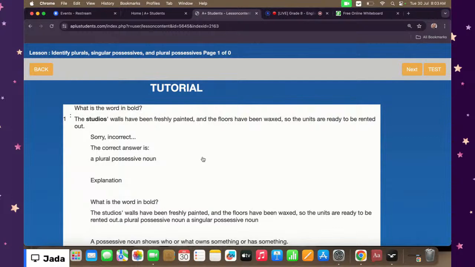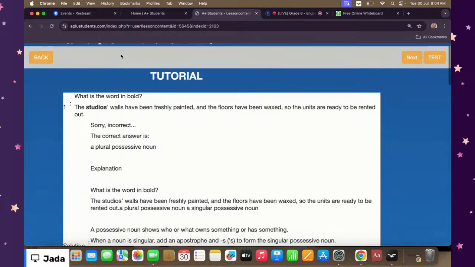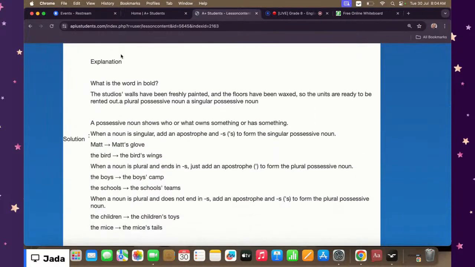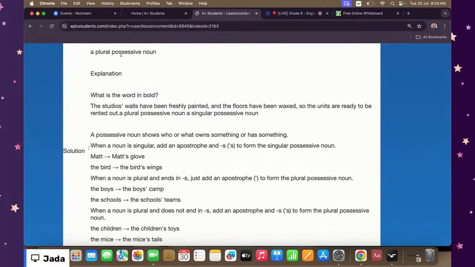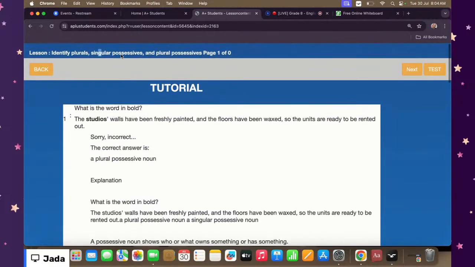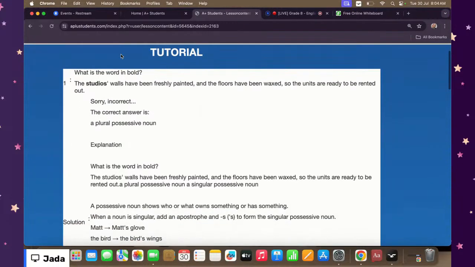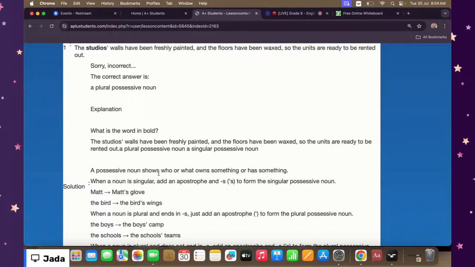Okay, so the first lesson is to identify the plurals, singular possessive and plural possessive. First we need to know what the plural possessives and the singular are. We just need to identify them first before we can continue with the lesson. So a possessive noun shows who or what owns something or has something. If you say possessive, it's just saying that, oh, I own this phone, I own this laptop, I own this bike. So whoever owns something is the possessive noun.